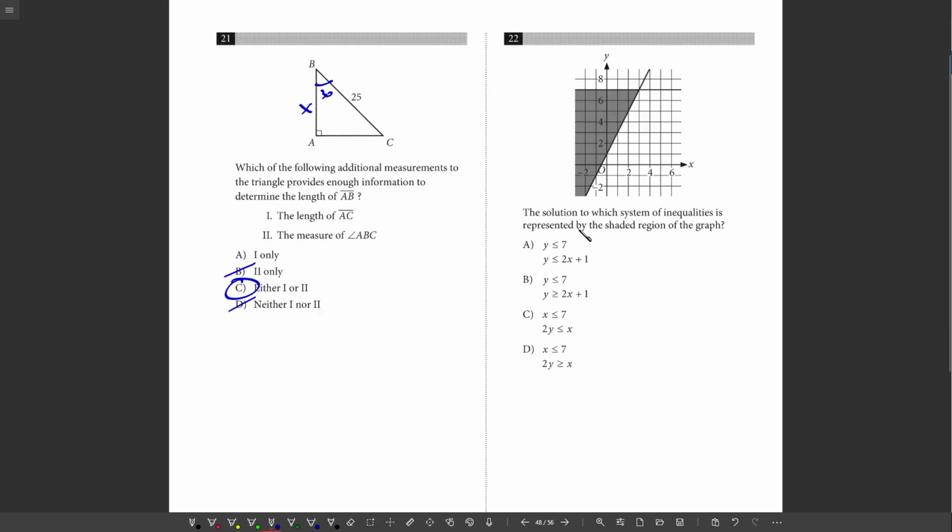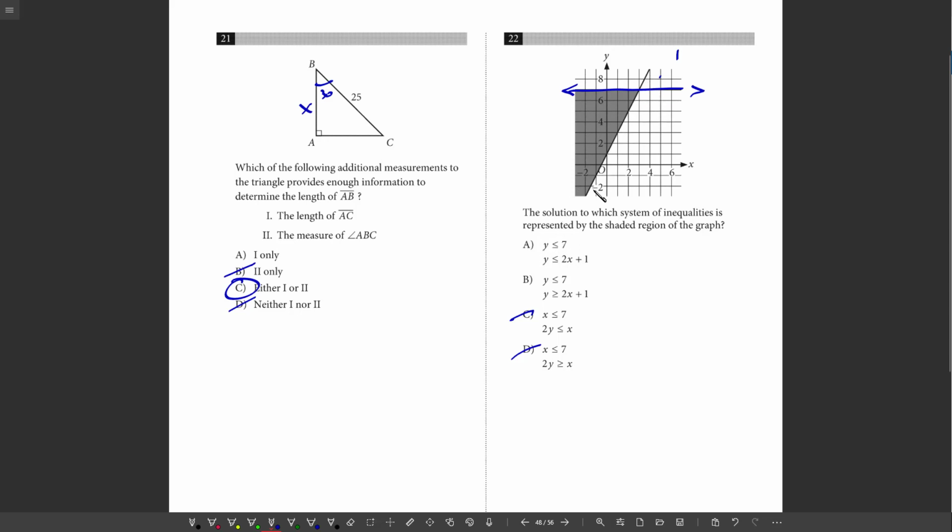22, which system is represented by the shaded region? So I have 2 parts to this. I've got a line that's going to be y equals 7 because I can see I've got this horizontal line. And so I can get rid of C and D because in C and D, x is less than or equal to 7. That would be if you had a vertical line, which is shaded. But no, we've got a horizontal line. We also know that horizontal line has been shaded below. So that means it's got to be y is less than or equal to 7. And okay, that's true for both.